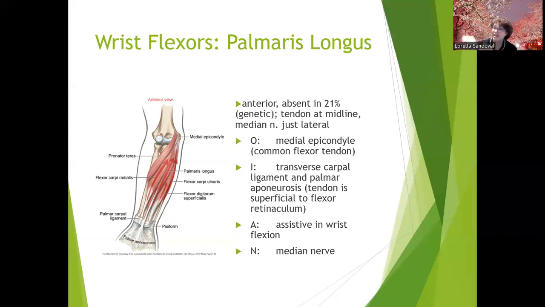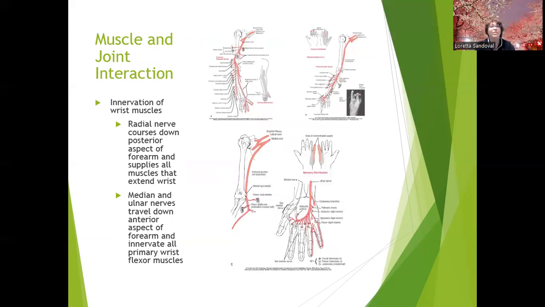So the flexor retinaculum is like a wristband that keeps your flexor tendons from bowstringing when you flex your wrist, so they don't pop out. So since the palmaris longus is superficial to the flexor retinaculum, it pops right out when you flex your wrist, if you have one. So you can see right away if you have it.